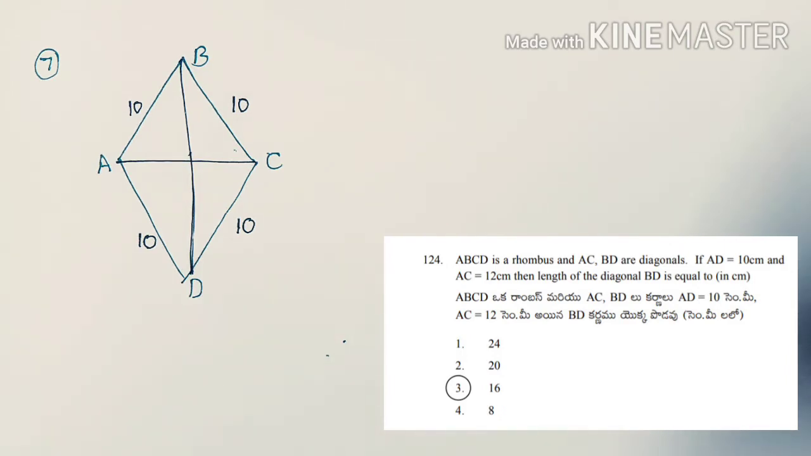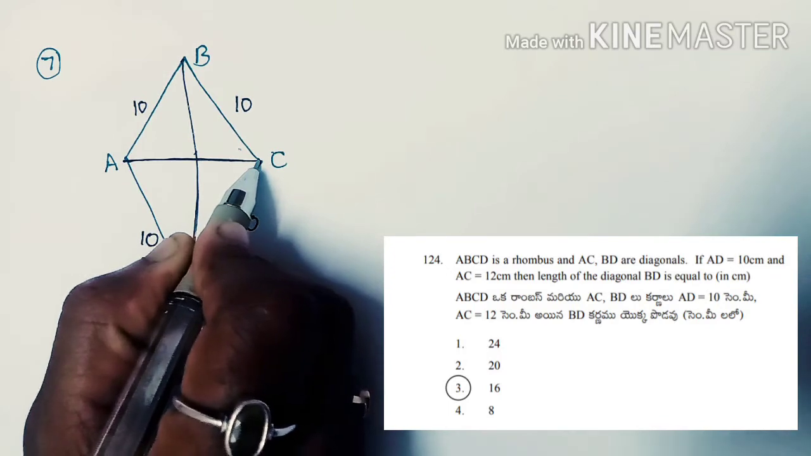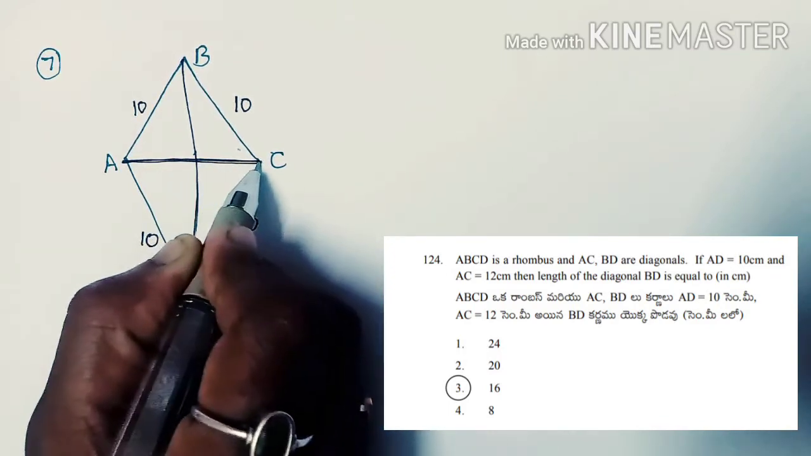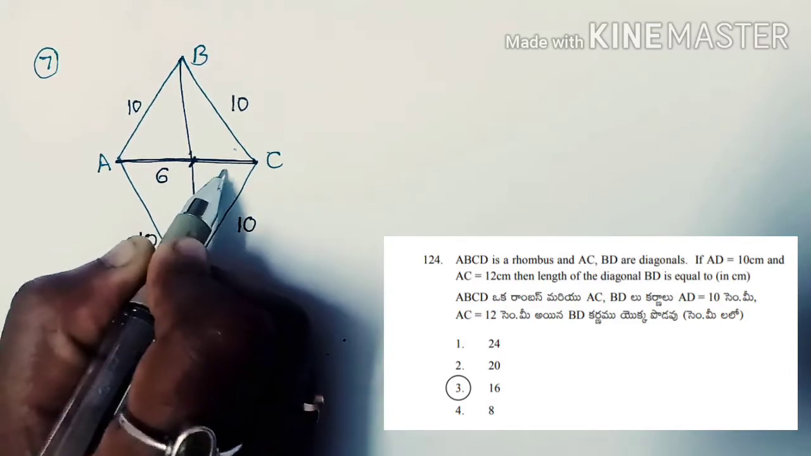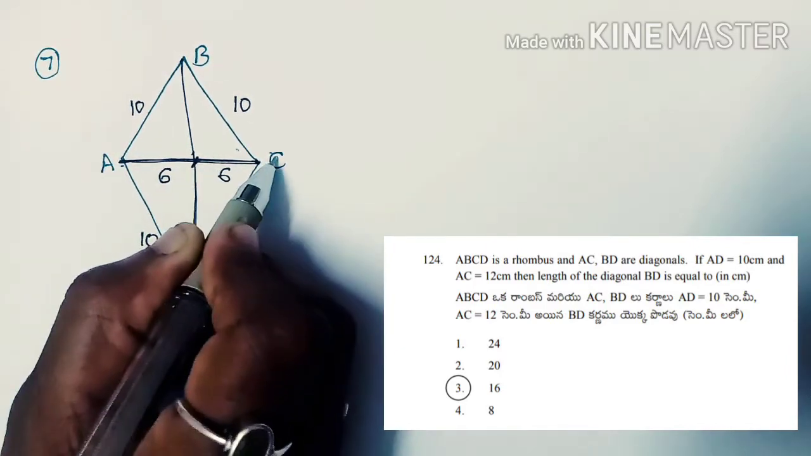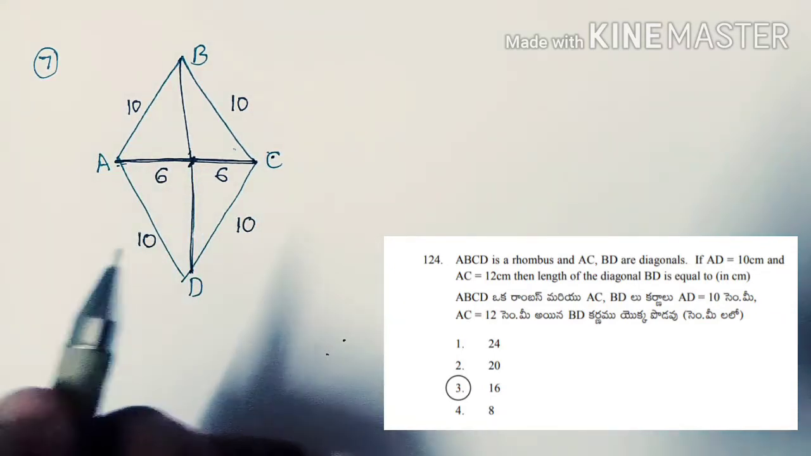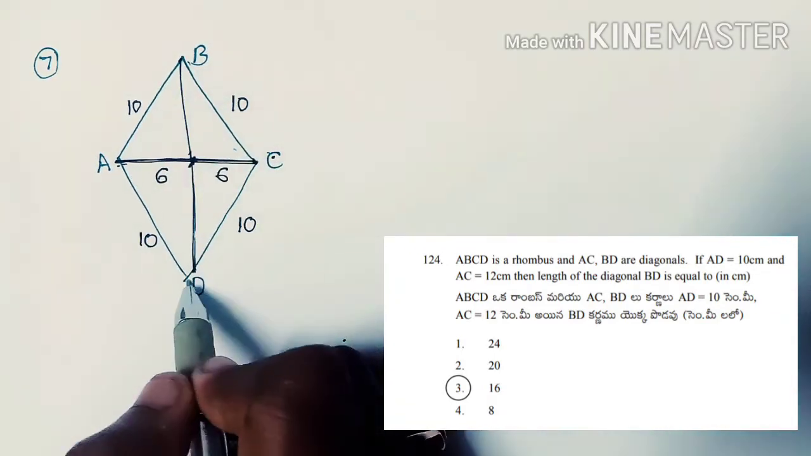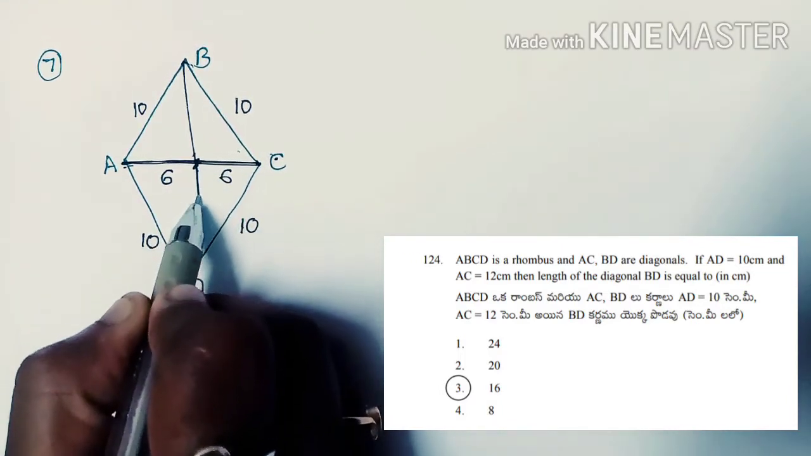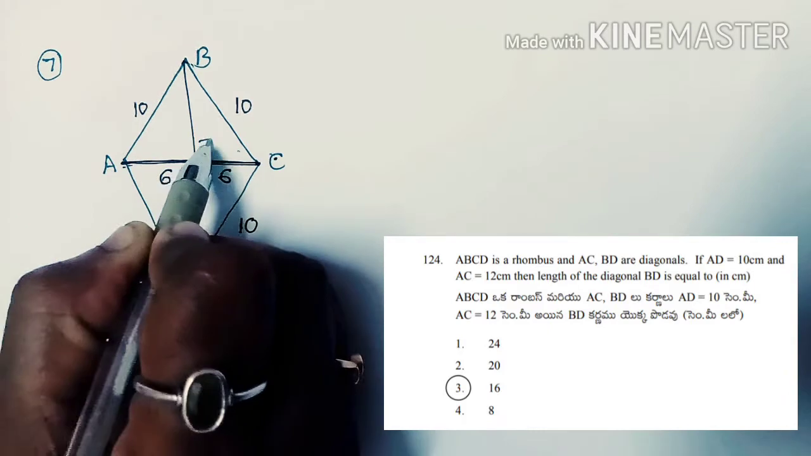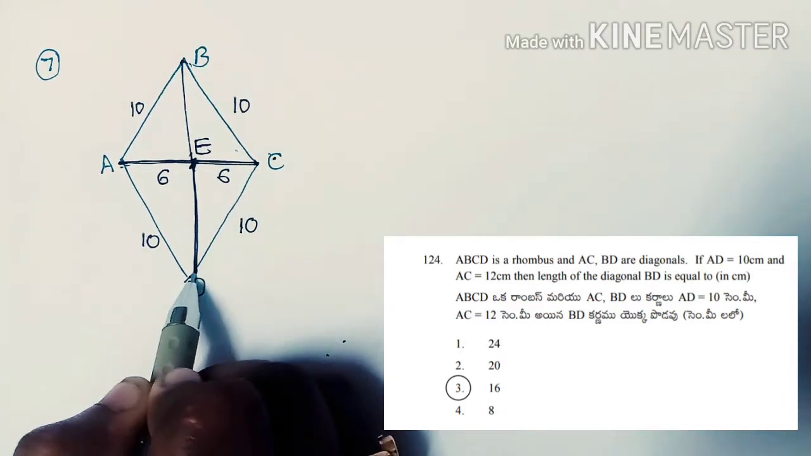And AC is equal to 12. AC means one diagonal length is given. This is equal to 12. So total length is equal to 12 here. This is the midpoint. So half of the value is equal to 6, 6 comma 6. Total value is equal to 12. Now what is the length of BD? Now we want to find this value. We take this point as E. E is the midpoint. We just want to find this value first.